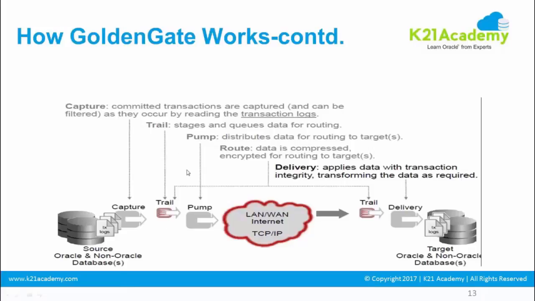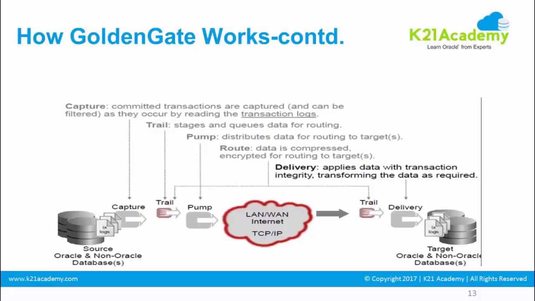Now once the data is available in the local trail, the GoldenGate data pump process reads the data out of your local trail, sends it over the TCP/IP network and writes it to a trail file on the target. This trail file on the target is known as the remote trail. As soon as data is available in the remote trail, the GoldenGate delivery process reads the data out of your remote trail and applies it to the target database. So there are three processes responsible for GoldenGate replication in the architecture: capture, pump and delivery. Capture process does the capture part, pump process does the FTP part, that is sending the data over the network, and delivery process applies the data.